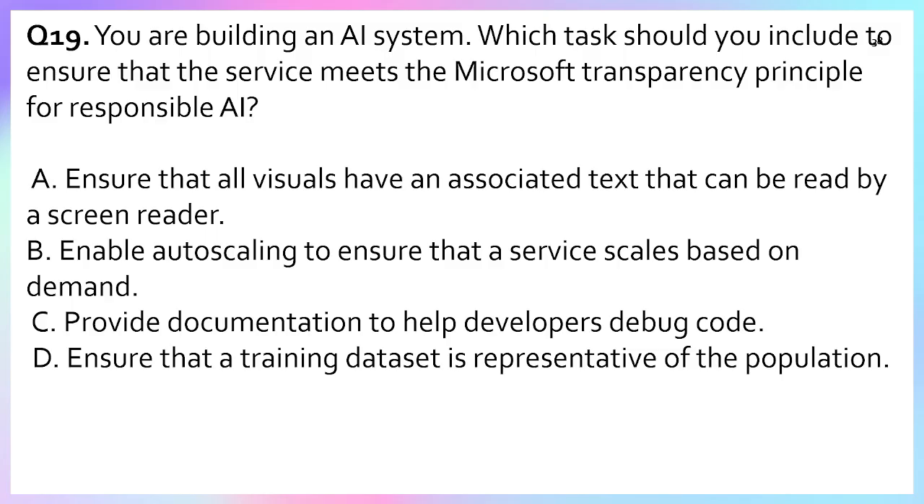Option C, provide documentation. Yes, this matches transparency, because documentation helps the developer and user understand system behavior. So the correct answer is option C. Option D is ensure training data is representative. This relates to fairness, not transparency. So the correct answer is option C.